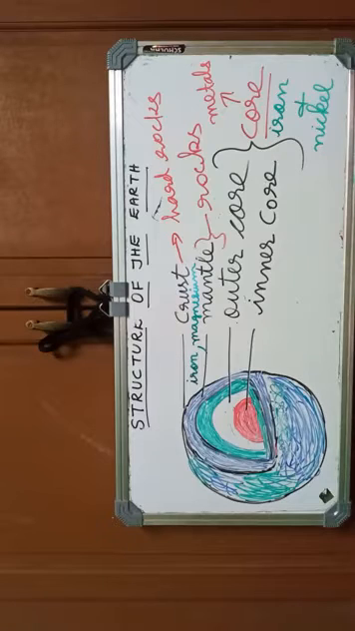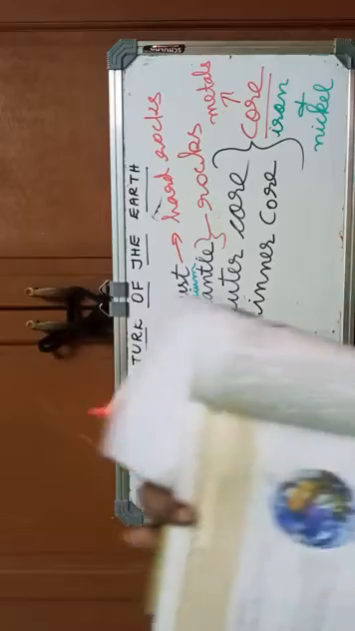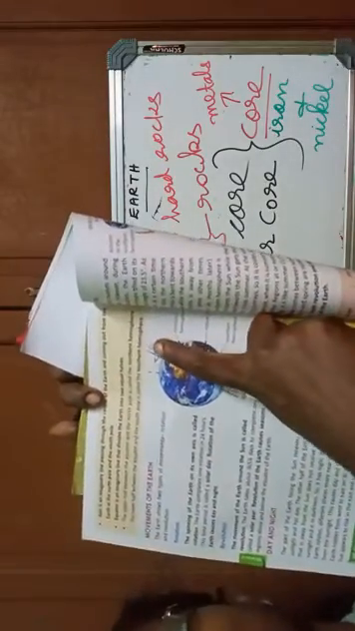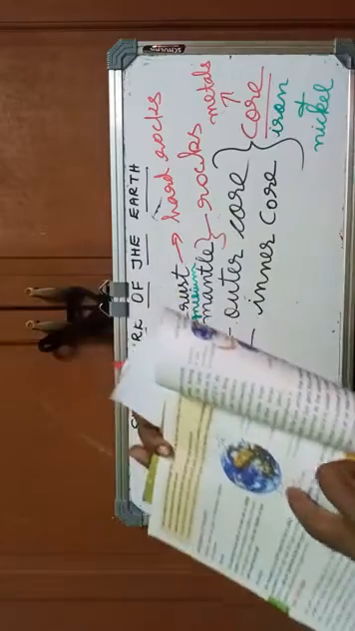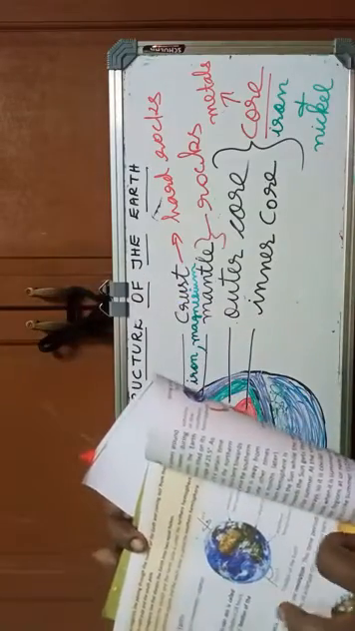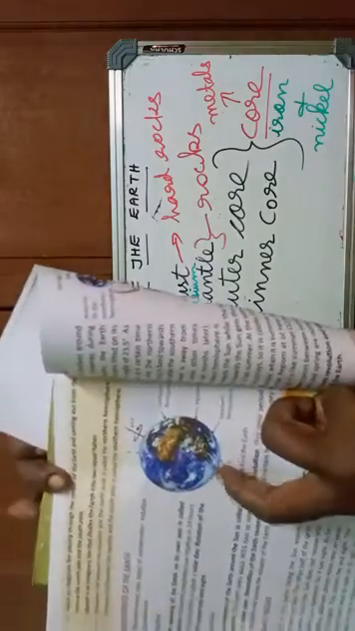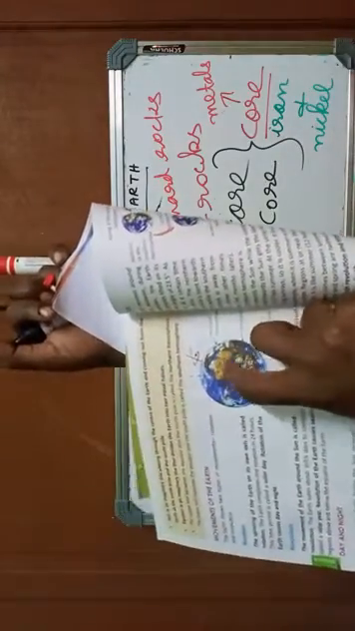Then in the next page it is given, what is axis? Do you know what is axis? Axis is an imaginary line passing through the center of the earth and coming out from the earth at the north pole and south pole. In this picture the axis is given. This is the axis, and it is marked north pole and south pole.